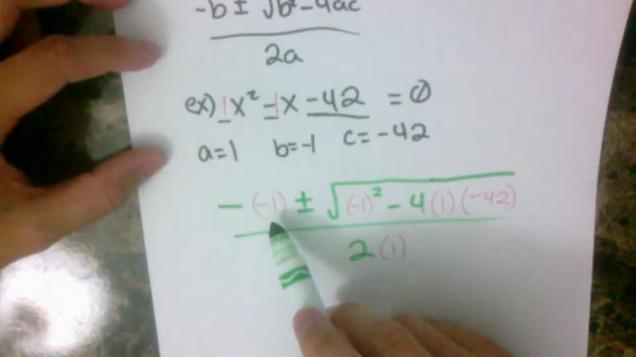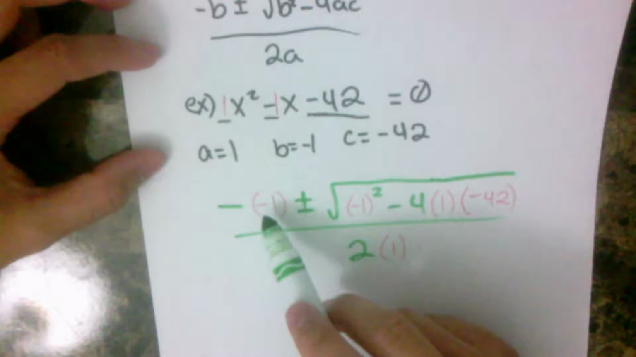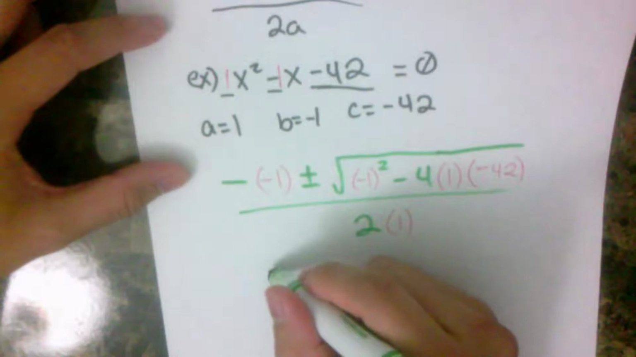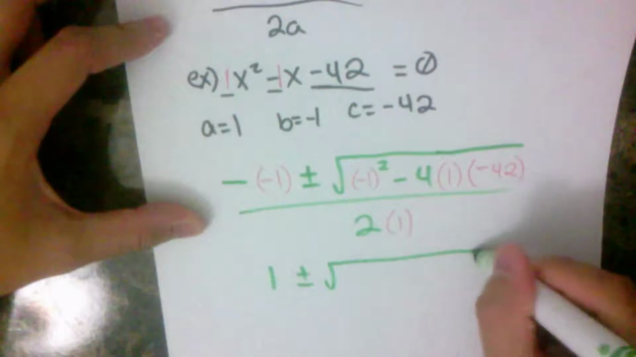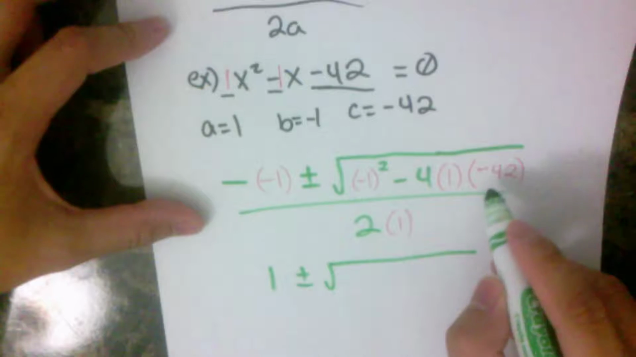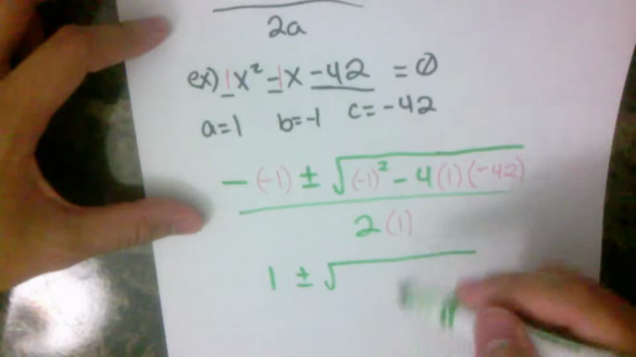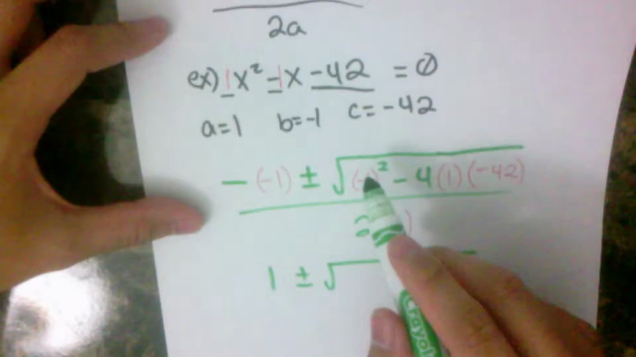So a negative, negative 1. Whenever we have a negative and a negative, it becomes a positive. So we're just going to write this as a positive 1, plus or minus the square root of, and I'm going to simplify all this in one step. You can write it out in multiple steps, but I'm going to simplify all of it at once.